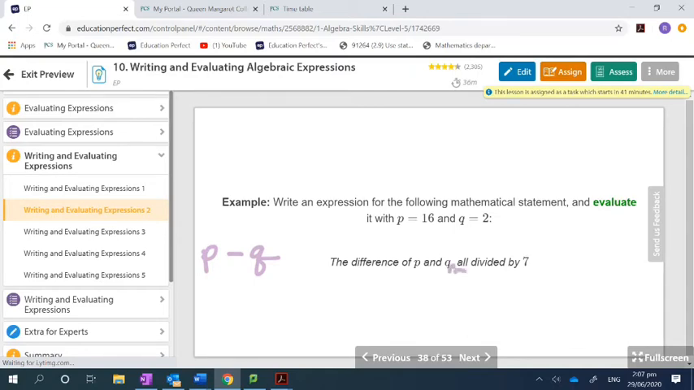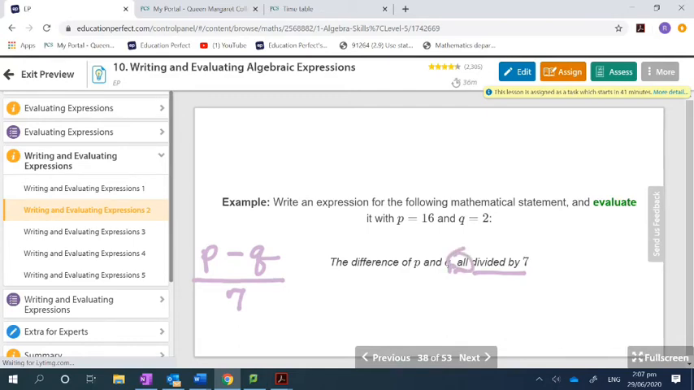The next word you see is all. What does all mean? That entire P minus Q. Yeah? Not just one of them, but both of them. Divided by what? 7. So how do I write divided by 7? Big fraction bar with a 7 in the bottom. Right? So we write division as a fraction. But make sure your fraction bar goes completely under the entire expression P minus Q because of the word all.